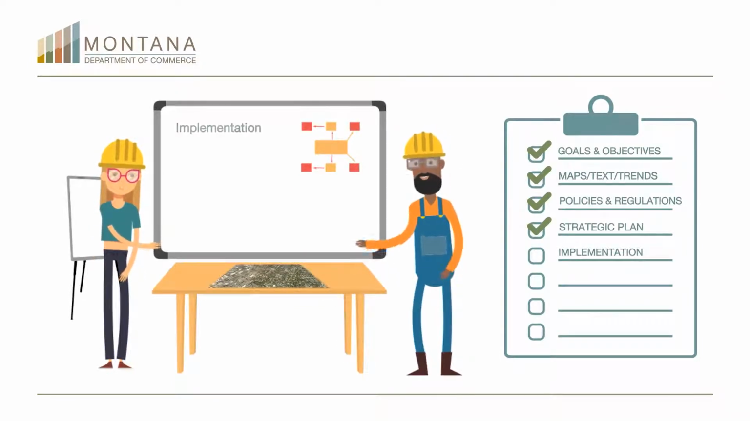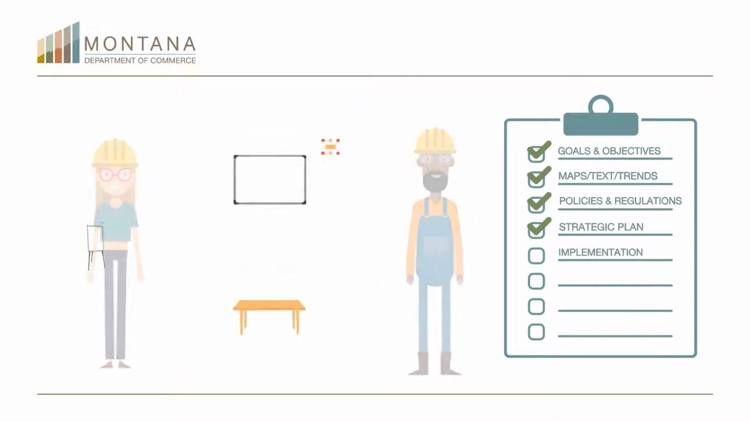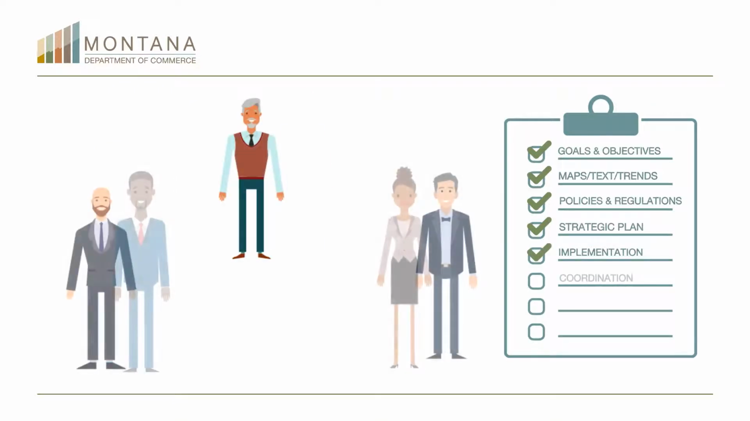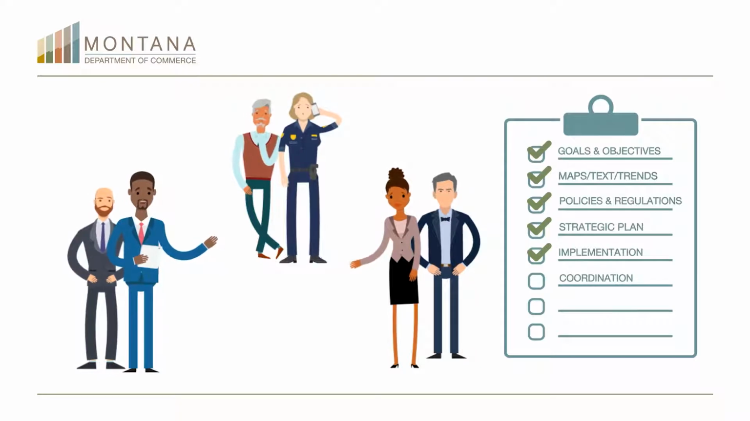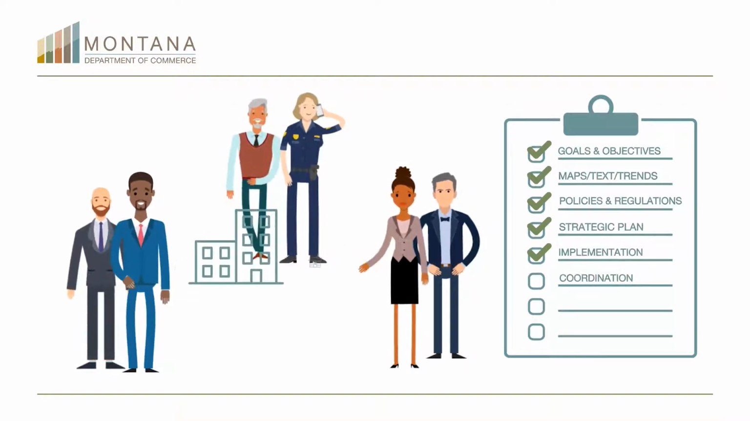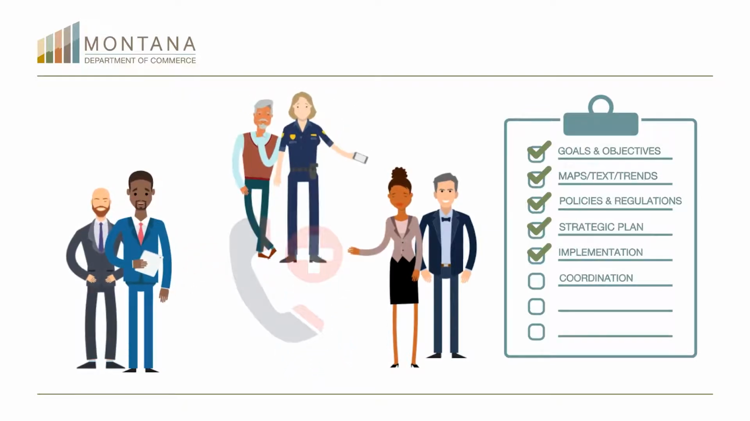This must include a timetable for implementation, a list of conditions for revisions, and a timetable for review and/or revision at least every 5 years, but it can be sooner. An explanation of how the governing body will coordinate and cooperate with other jurisdictions should focus on the resources shared between cities, towns, counties, and tribes, such as emergency services, which can dramatically improve efficacy.